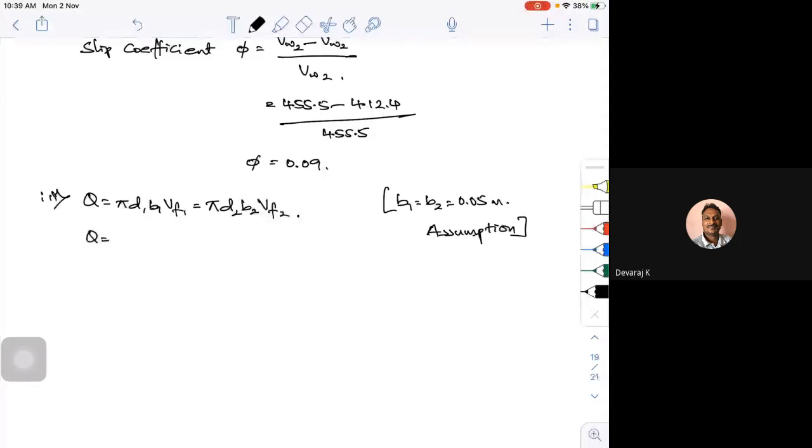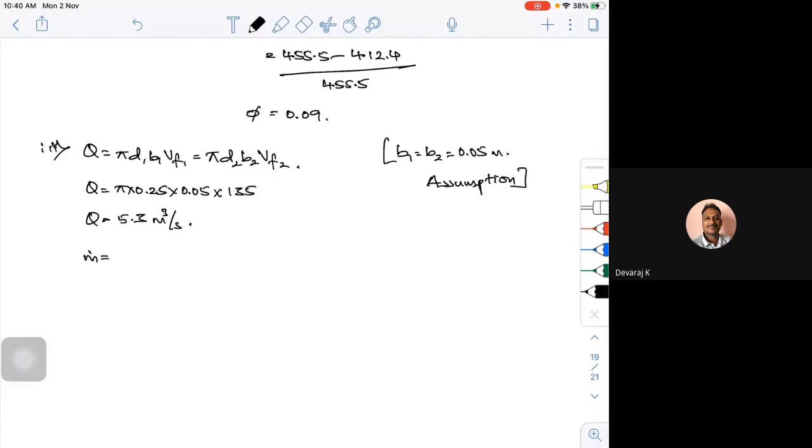So pi into 0.25 into 0.05 into your VF, they have given it as 135. So I can find my discharge, which is around 5.3 meter cube per second. So what is my mass flow rate? If I want to find my mass flow rate, it is rho into Q. So rho, I told that for 100 kilopascals, it is 1.18 kg per meter cube if I take it from the table, or you can simply make an assumption of 1.2 kg per meter cube. If I substitute, I am going to get 1.18 into 5.3. My mass flow rate is equal to around 6.34 kg per second.